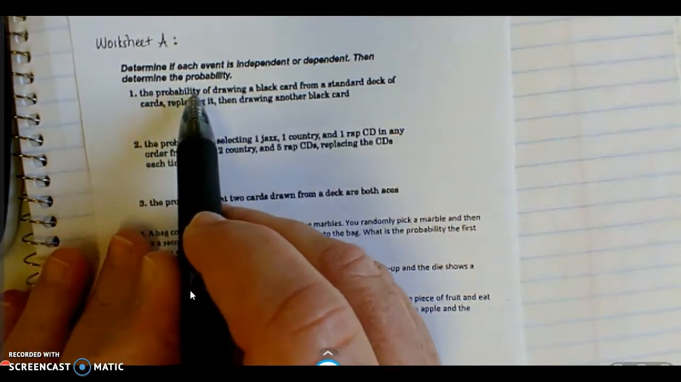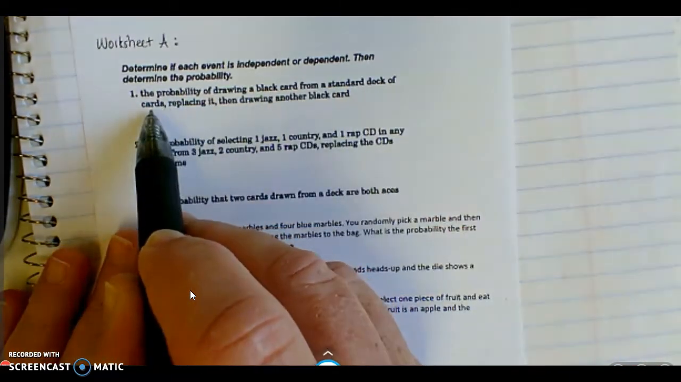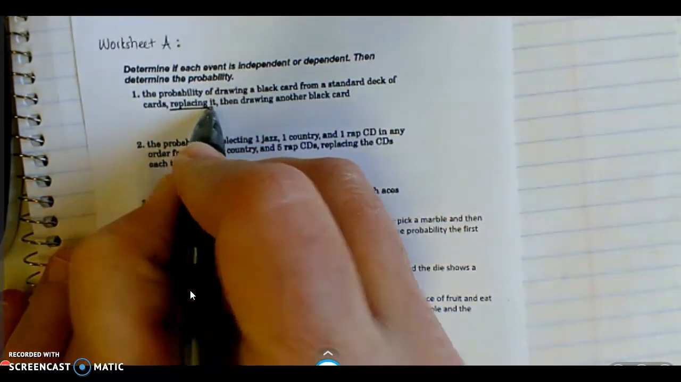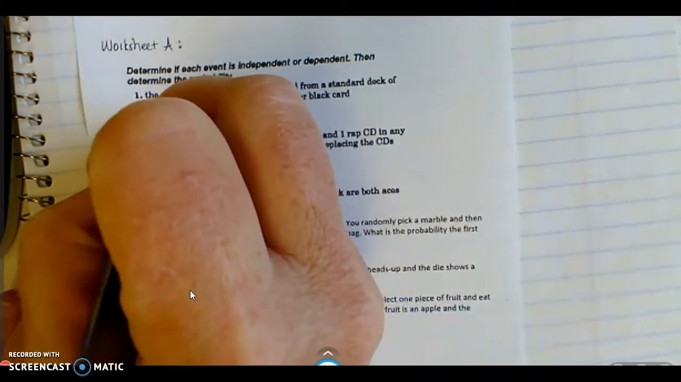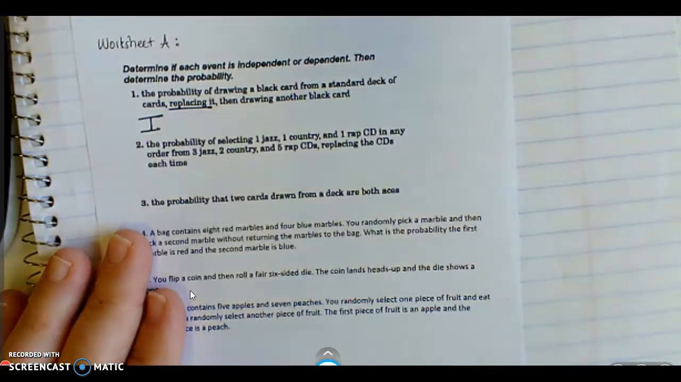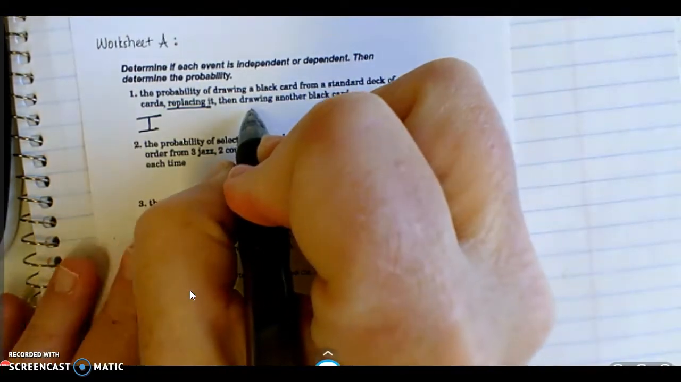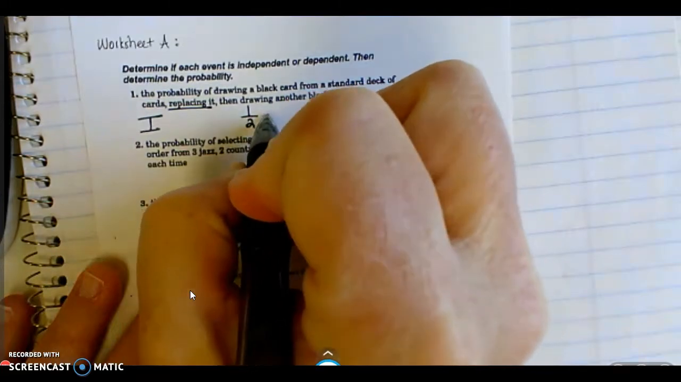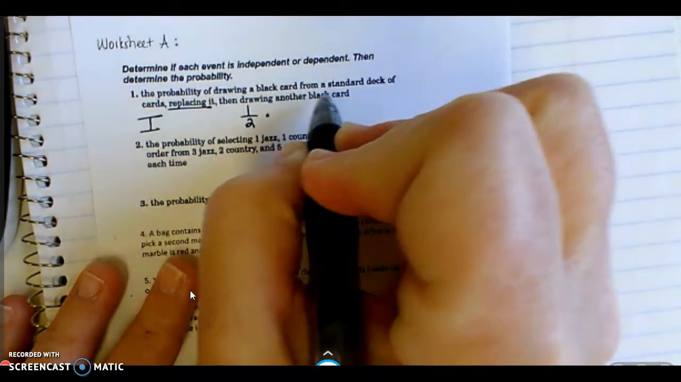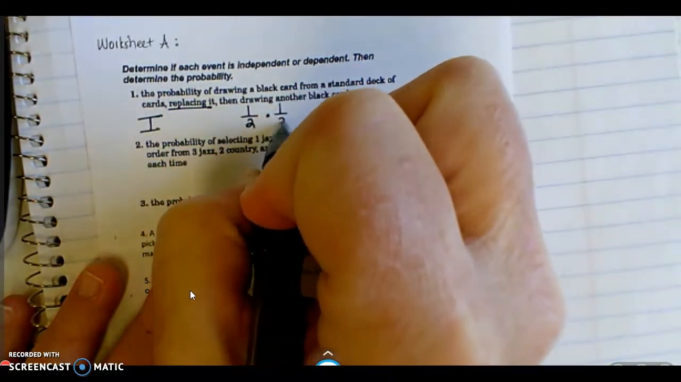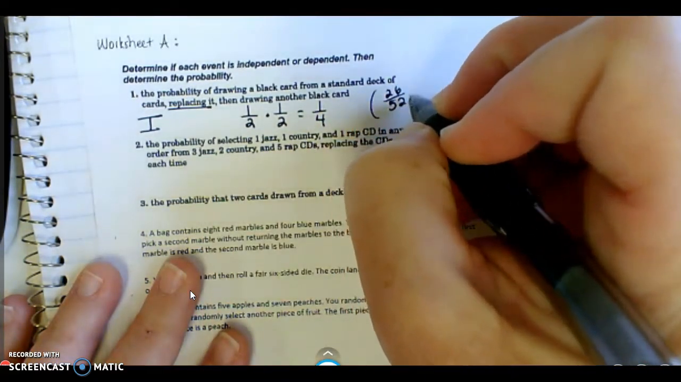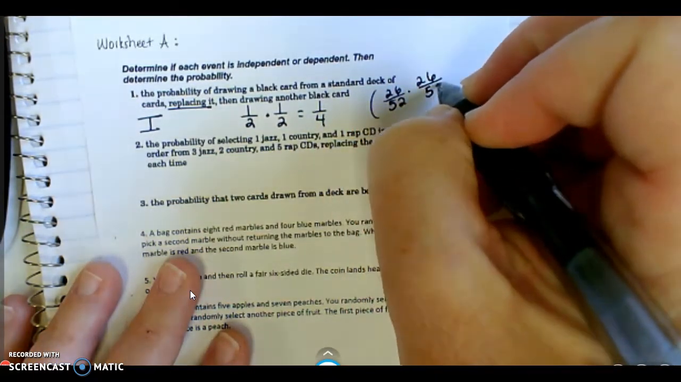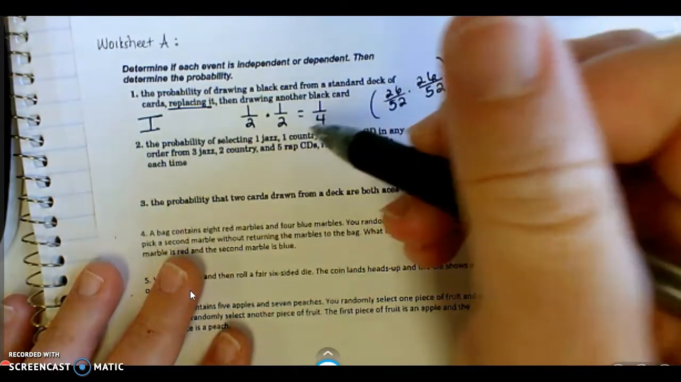So the probability of drawing a black card from a standard deck of cards, replacing it, then drawing another card. The fact that you're replacing it makes it independent. I'm just going to put an I. Alright, the probability of drawing a black card. Well, there's 26 out of 52, or 1/2. Then drawing another black card, because I put it back in, it's still 1/2, and you get 1/4. That would have been 26 over 52 times 26 over 52 as well. If you want to do it that way, it does give you the same answer.